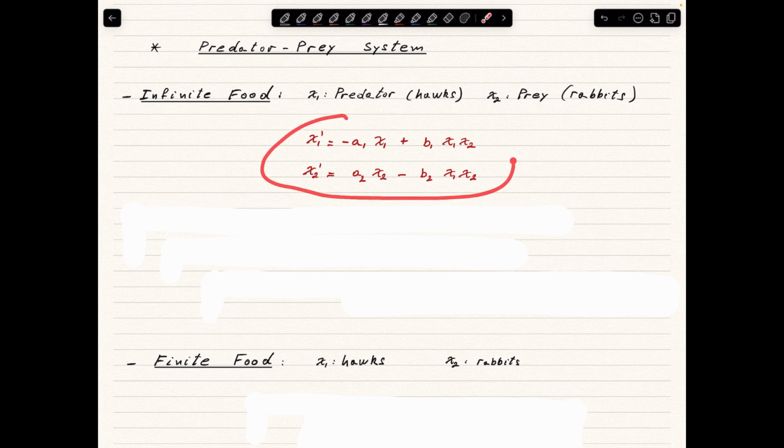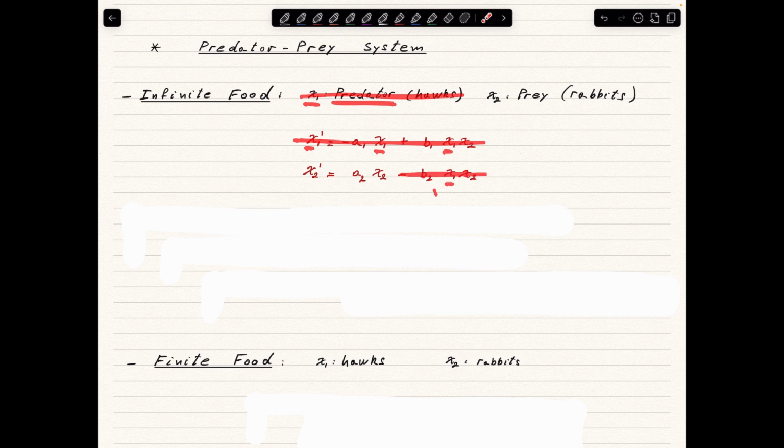So let's try to understand what these equations are telling us. To do that, it's a good idea to suppose that we don't have one of the species. So let's start with the predator. Suppose we don't have predators. Suppose x1 is 0. Then in the first equation we have x1 in all terms, so the first equation disappears, it is 0 in all terms. And in the second equation x1 appears here, so this is also 0. So we end up with only this equation for x2, which is the population of the prey, of the rabbits.